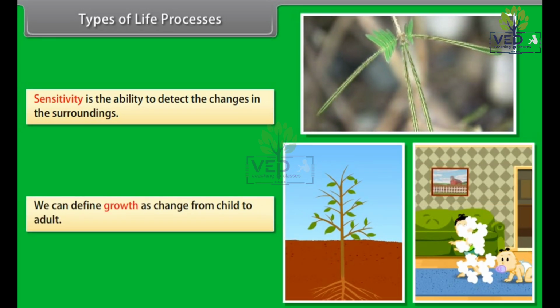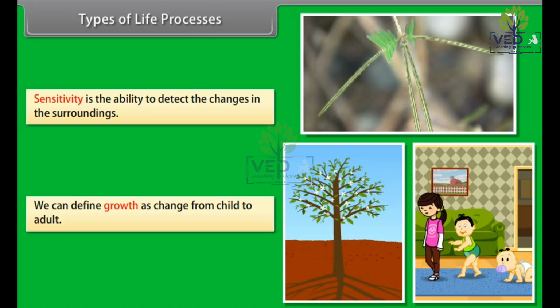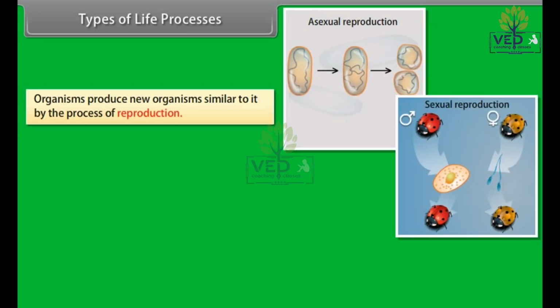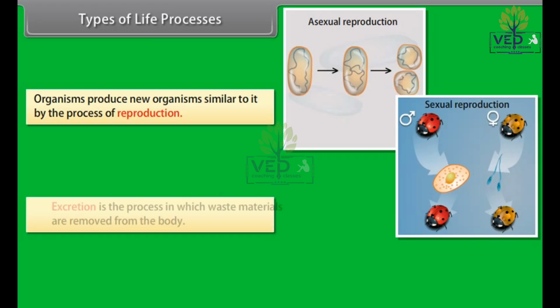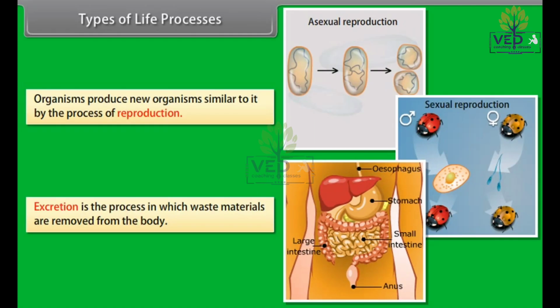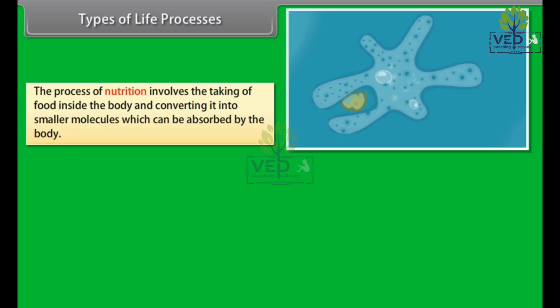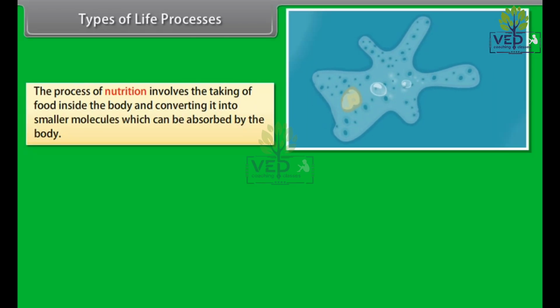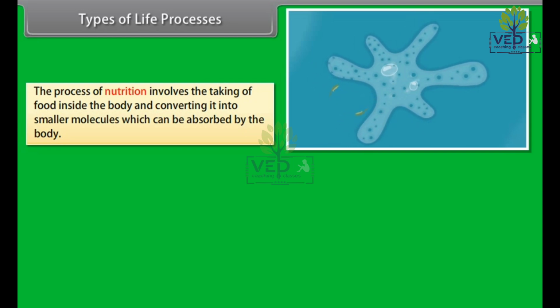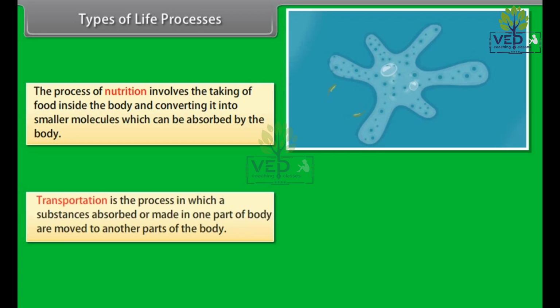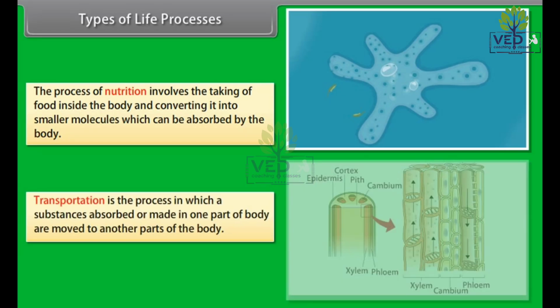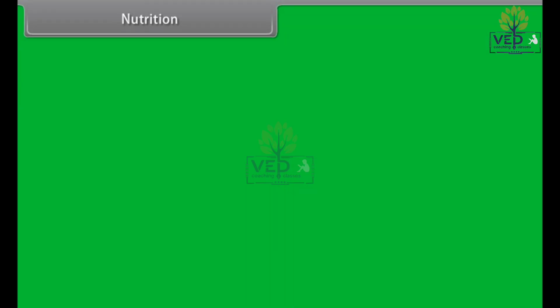We can define growth as change from child to adult. Organisms produce new organisms similar to themselves by the process of reproduction. Excretion is the process in which waste materials are removed from the body. The process of nutrition involves taking food inside the body and converting it into smaller molecules which can be absorbed by the body. Transportation is the process in which substances absorbed or made in one part of the body are moved to other parts of the body. Nutrition.